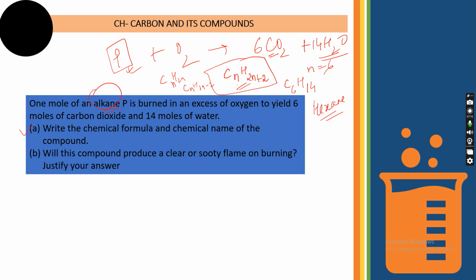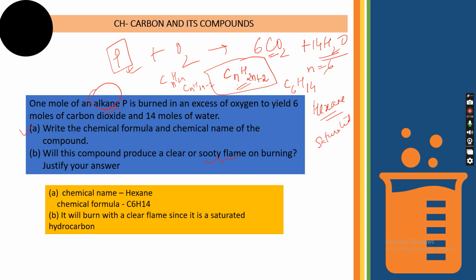And now hexane is an alkane, so always remember alkanes are saturated compounds. Saturated compounds always give a clear flame. Okay, it doesn't have any residue, so no sooty flame is there. It gives a clear blue flame. Okay, hexane especially. And unsaturated compounds, if it is an alkene or alkyne, then it would have given a sooty flame. Always remember this.